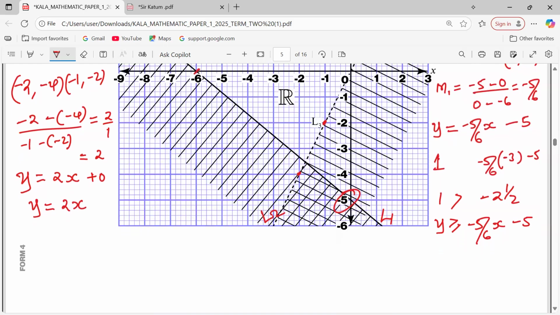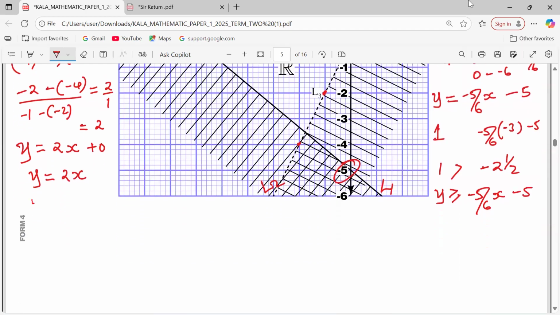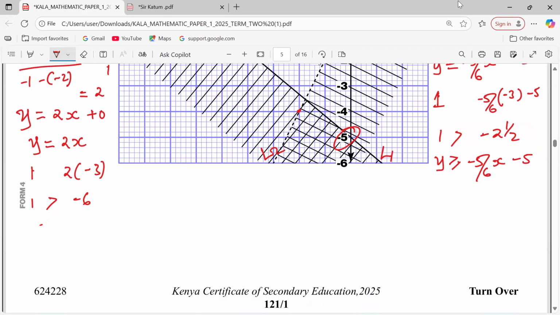Now we again go back to our coordinate, (-3, 1). So this will be 1, then 2 times -3. This is 1 and this is -6. 1 is automatically greater than -6. And if it is so, then we will have y greater than 2x. Not greater than or equal to, strictly greater. So this is for L2.